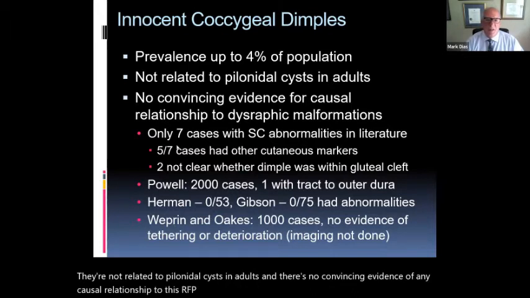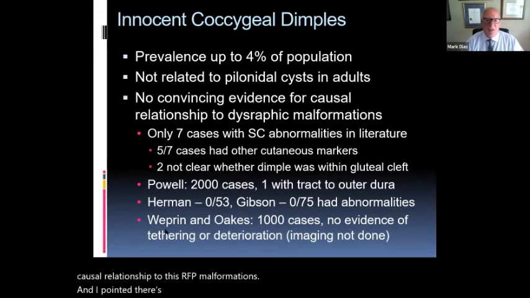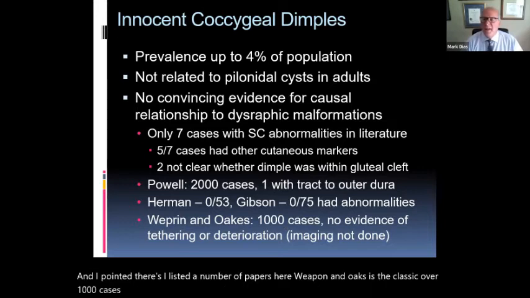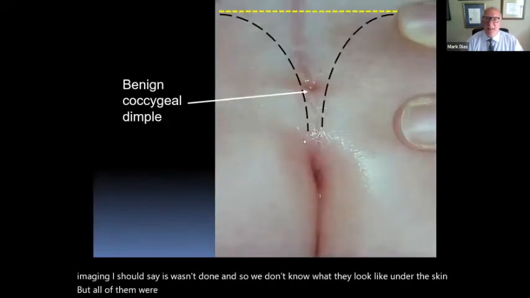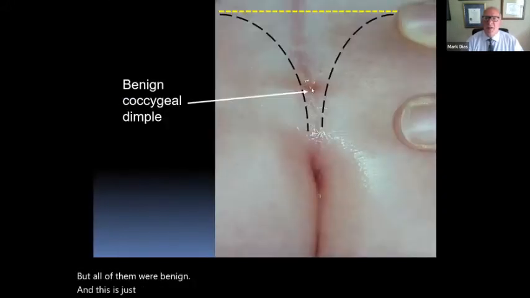And I listed a number of papers here. Weppner and Oakes is the classic, over 1,000 cases with no evidence of any tethering or deterioration in any of them. Although imaging, I should say, wasn't done, and so we don't know what they look like under the skin, but all of them were benign. And this is just a picture showing a benign coccygeal dimple.